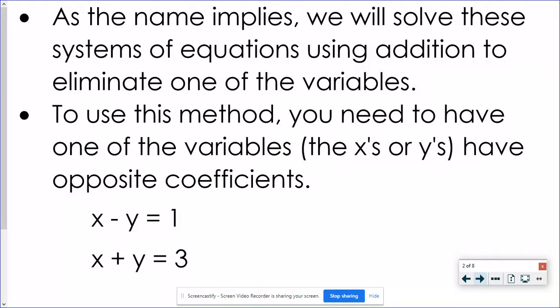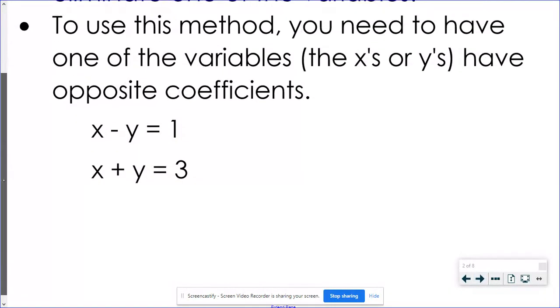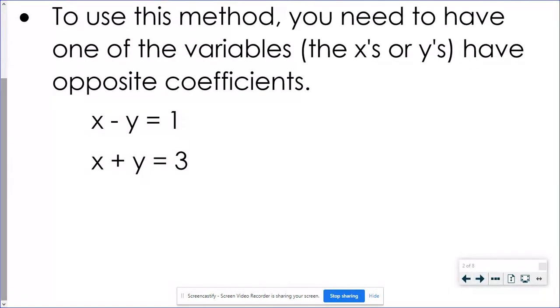So as this name implies, we're going to be using addition. We're going to eliminate one of the variables. To use this method, you need to have one of the variables, either the x's or y's, have opposite coefficients. Remember, the coefficients are the numbers in front of the variables. So right now, I don't see numbers in front of any of these variables, and you guys know if that happens, I can always put a 1 there.